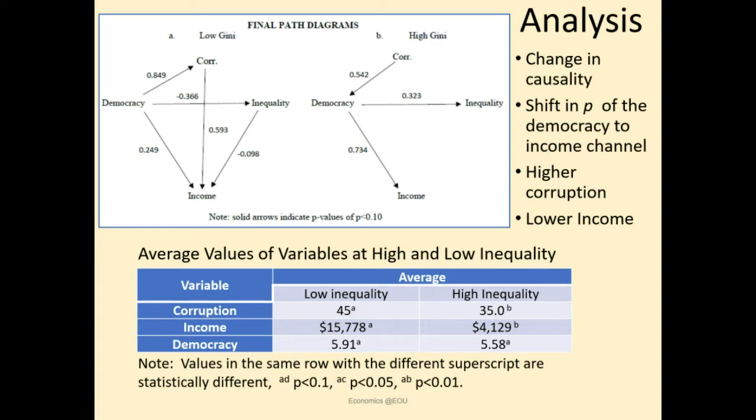So we've got higher corruption, and the incomes between these countries are significantly different too. About 15.7 versus 4,100 on average. High inequality, low inequality. But remember, democracy was the same. Higher corruption, roughly equal democracy, significantly lower income. What in the world could be going on?